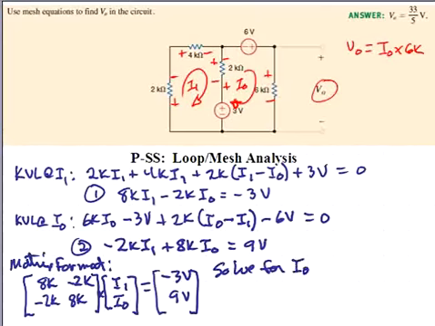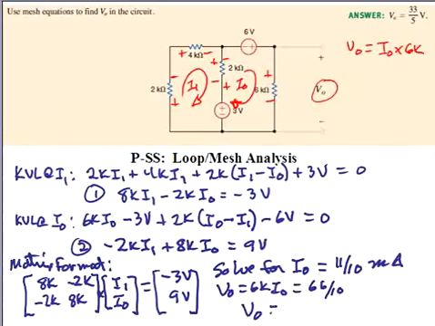We can solve for the one current, IO equals 11/10 of a milliamp. And now we can go to our auxiliary equation. VO is equal to 6K times IO, which is equal to 66 over 10, which is equal to VO is equal to 33/5 volts.